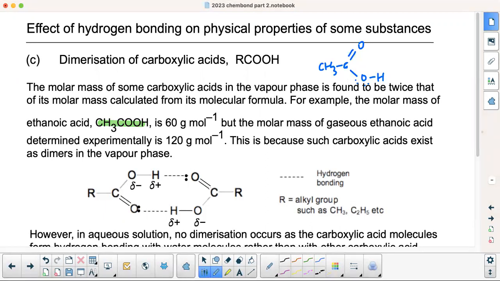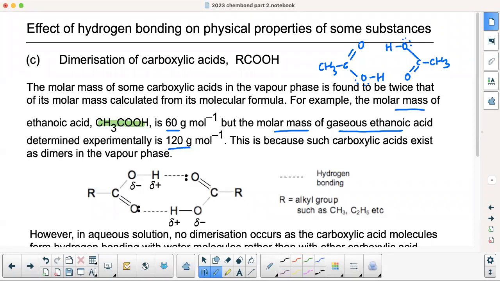Okay, what did they say? They say the molar mass of ethanoic acid is 60, but the molar mass of the gaseous form is found to be 120. So in the gaseous form, once this evaporates, the molecules can come close to each other again. And this is what happens. I'm just going to draw for you again. So this part is trigonal planar, so you have to draw like this. Then this is bent, so it's OH here. You see, it's quite nicely drawn.